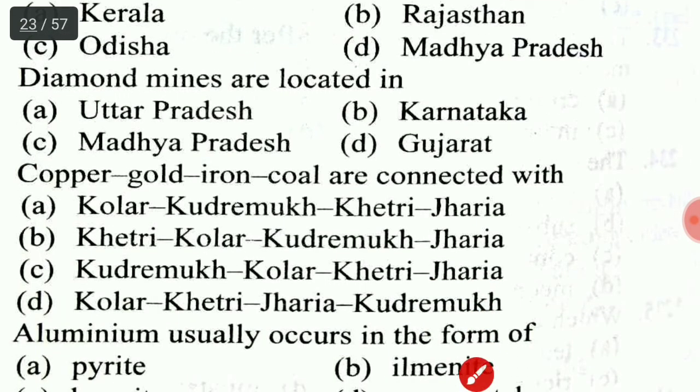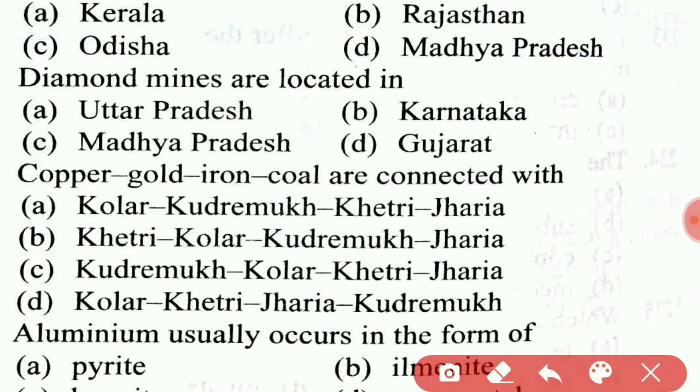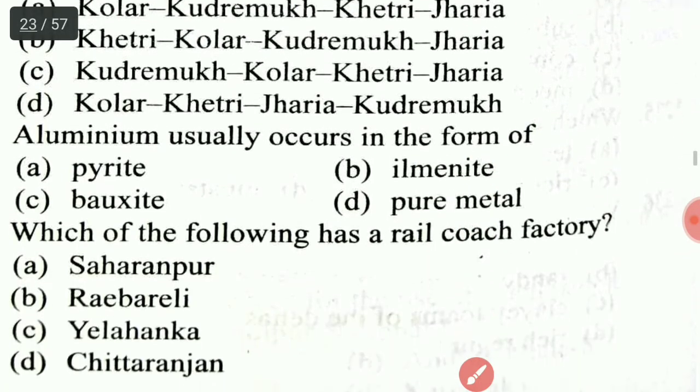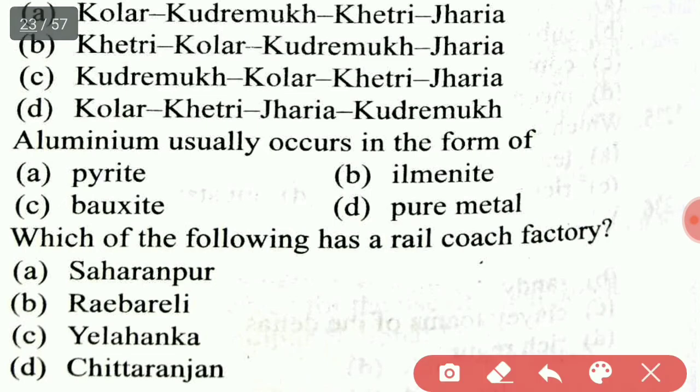Next, copper, gold, iron, coal are connected with. Right option is option B. Khetri is related to copper, Kolar is related to gold, iron is in Kudremukh, and coal is found in Jharia. Next, aluminium usually occurs in the form of option C, bauxite.